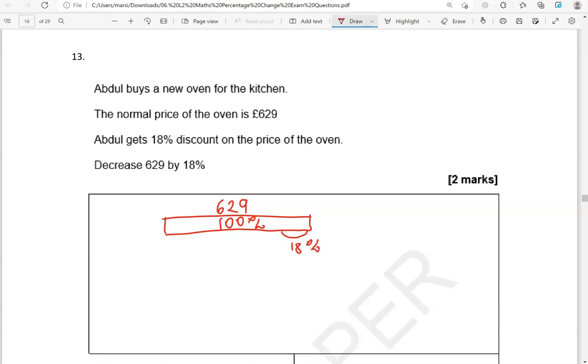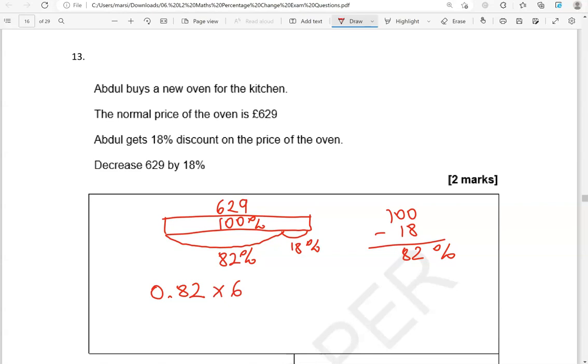I'm going to show you a quicker method here, since we can use a calculator. If we take away 18% from the 100%, we're left with 82%. So when we decrease 629 by 18%, we're left with 82%. What is that equal to? Let's just use this quick method. 82% as a decimal is 0.82. That's what we want to work out, of 629.